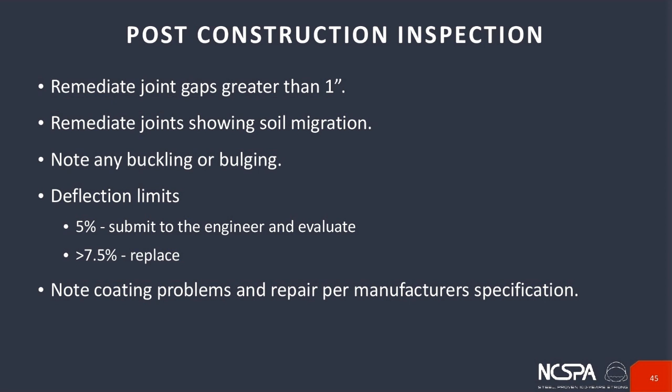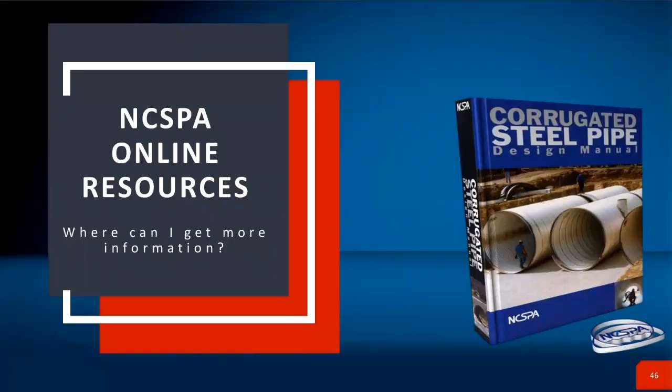You also want to note any coating problems and repair those. This really applies to polymer coated more than anything. Polymer coated pipe during the construction process can tend to get scratches in that coating. If you find that, what you want to do is repair it by the manufacturer's recommendations. You can either paint it, you can tape it, whatever, but you want to make sure that you do that in order to protect the coating moving forward.